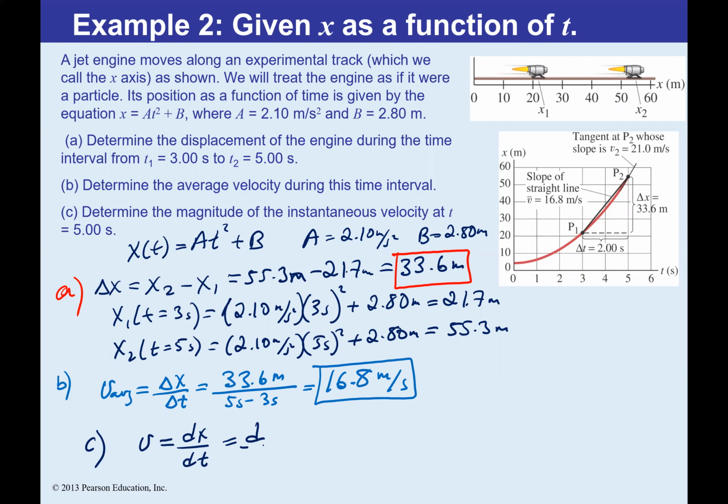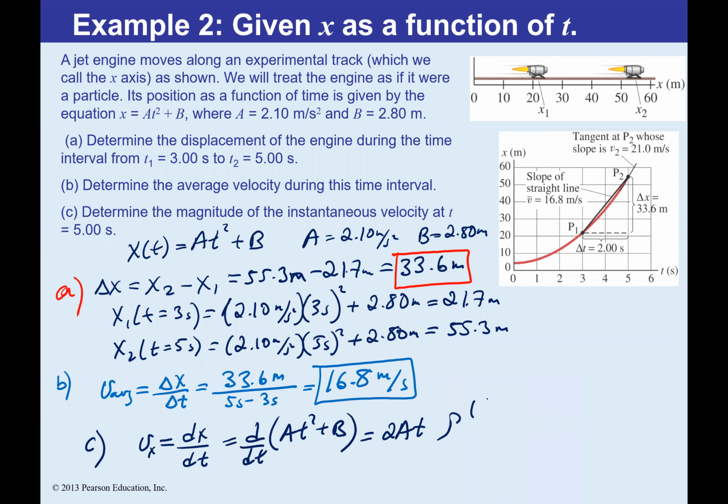So this will be taking the derivative of at squared plus b. Remember, now you are taking the first derivative of at squared, and we're going to get 2 times at, and then plus the derivative of b. But b is a constant. It doesn't depend on time, so it's nothing but 0. So we can just basically ignore that. That means our v as a function of time is equal to 2 times at.